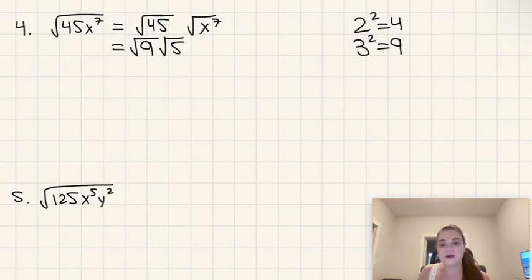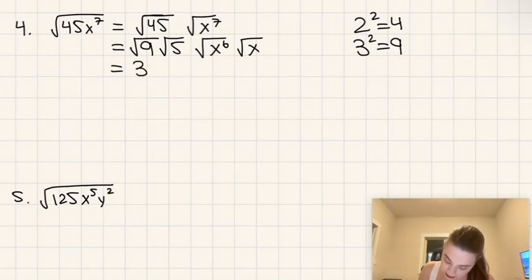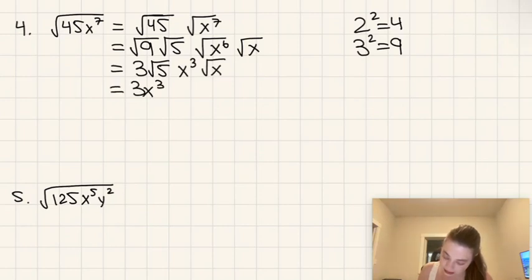And then for x to the power of 7, recall that this is the same as x to the power of 6, which is a perfect square, times x. And then I'll simplify. So the square root of 9 is 3. So here we have 3 root 5. And then the square root of x to the power of 6 is x cubed. So then we have 3x cubed times the square root of 5x, like that.